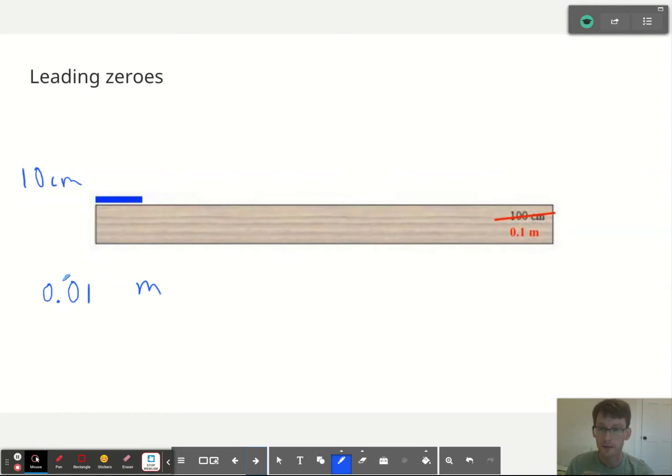but they are insignificant. The only significant figure is the 1 here, which makes sense because we have 1 sig fig in this measurement, we have 1 sig fig in this measurement, and they're really using the same ruler, or at least rulers of the same precision, just different units.